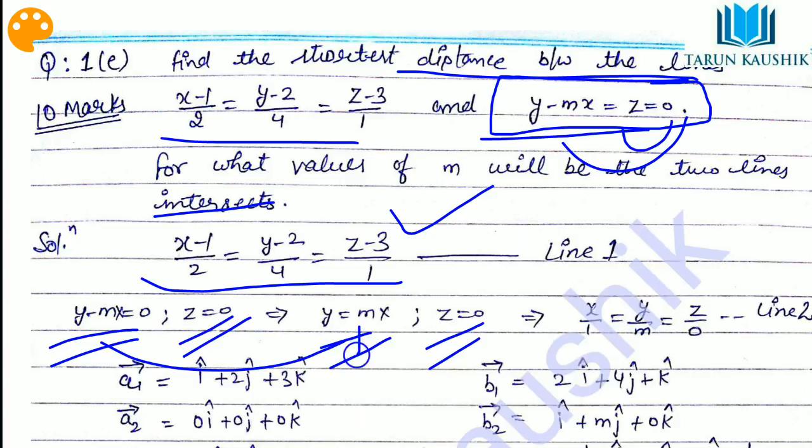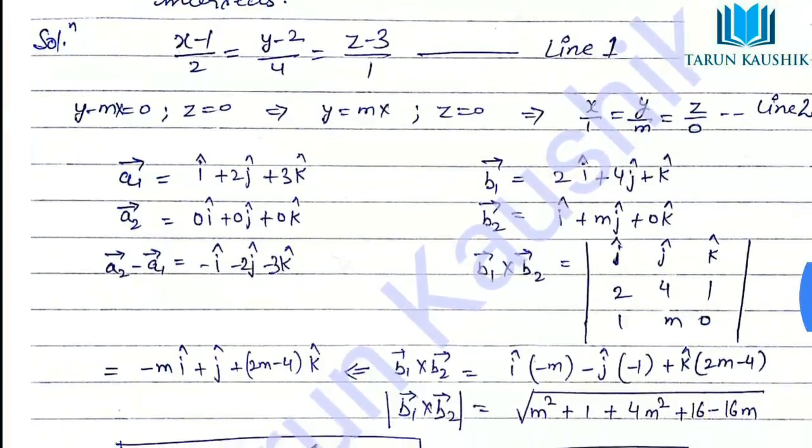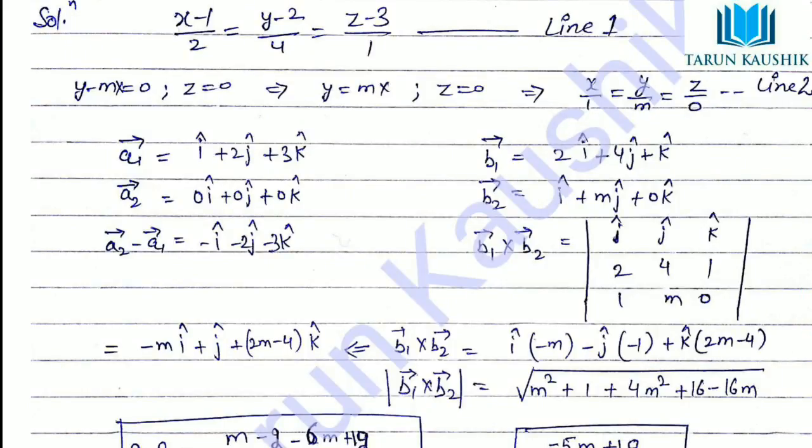So I can put this m into the denominator side. So it becomes x by 1 equals y by m equals z by 0. So this is my second line, and this is my first line. In the very first lecture I told you how to calculate the distance between the two skew lines.